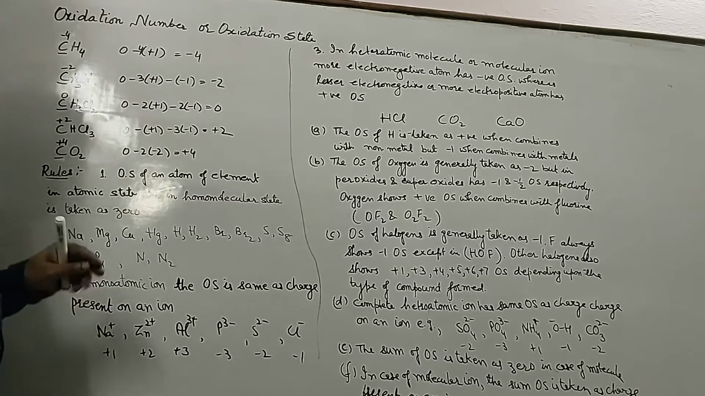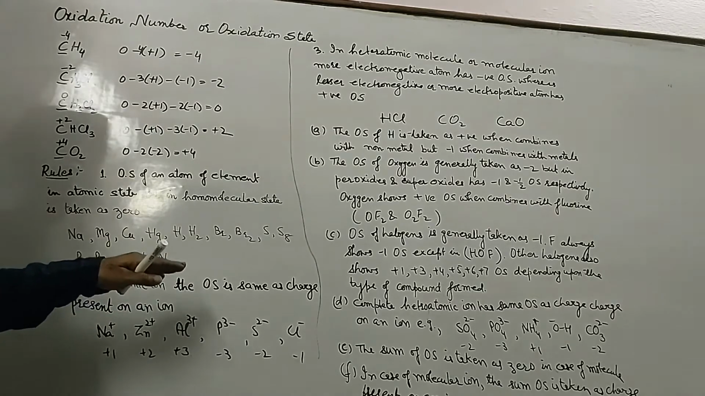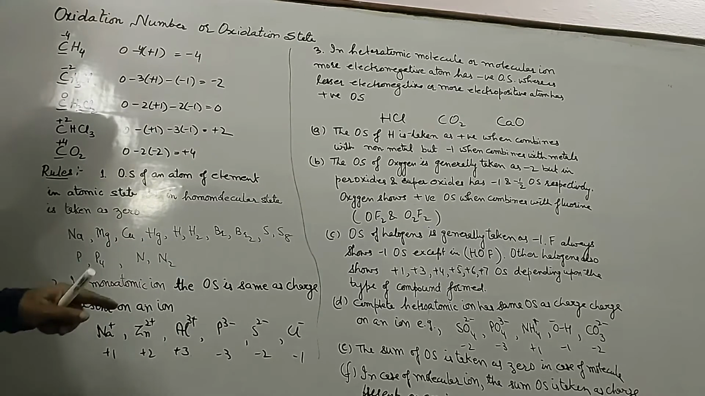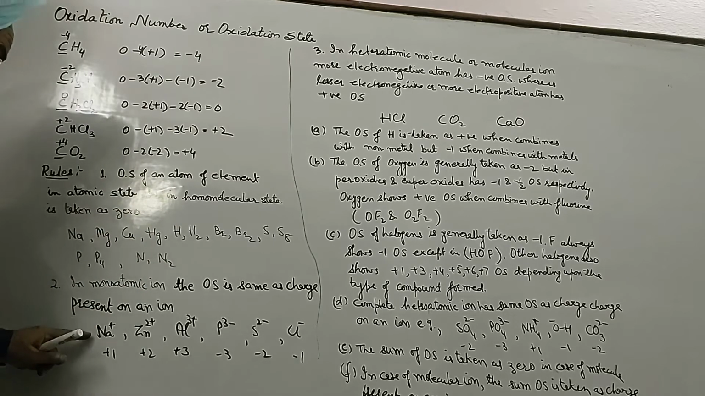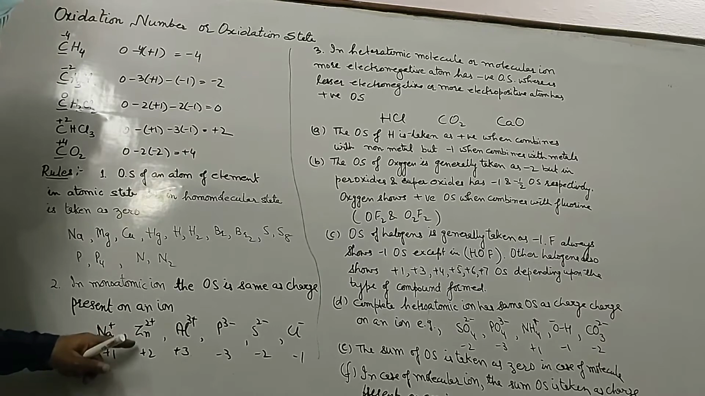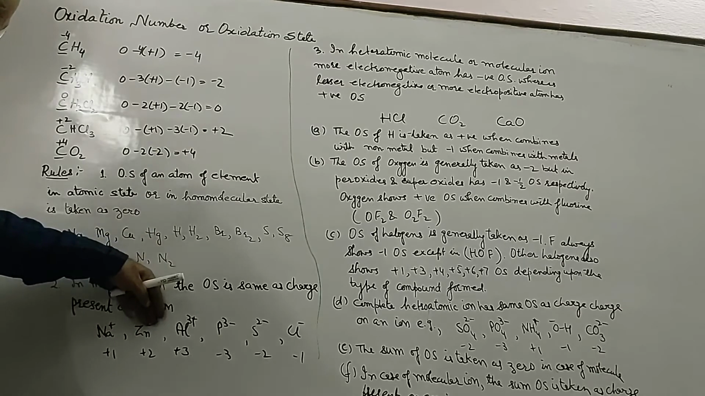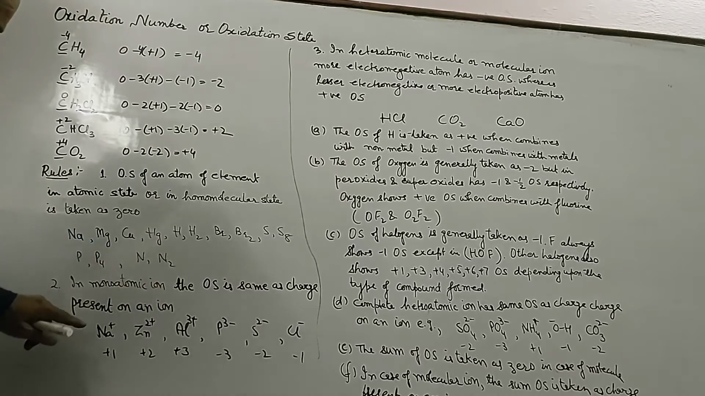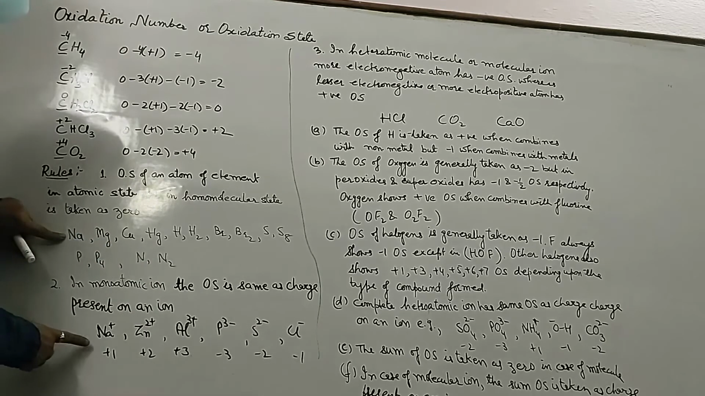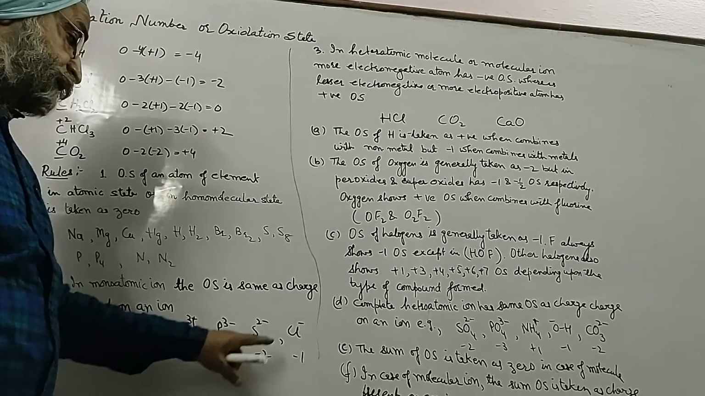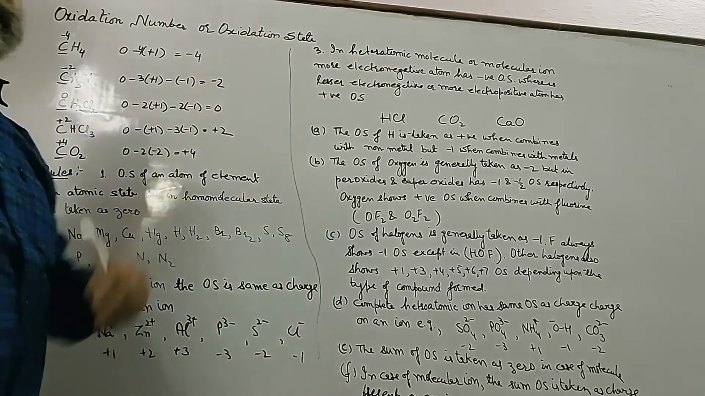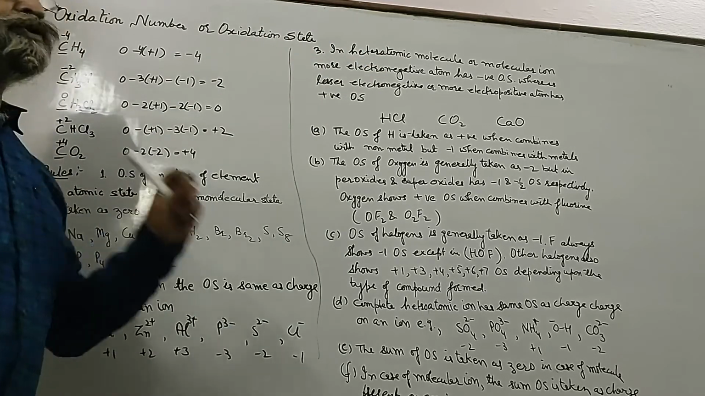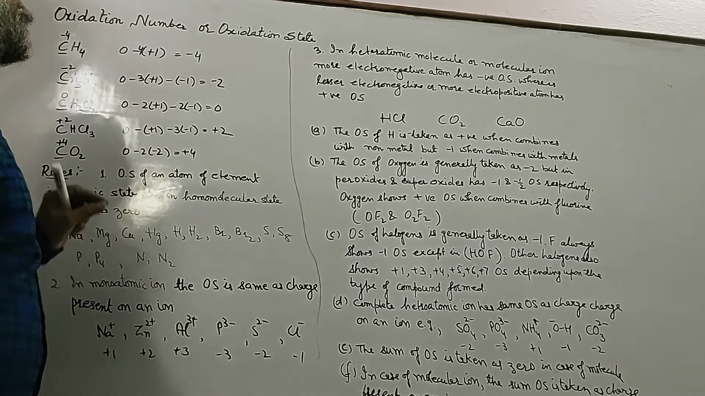Second, in a monatomic ion the oxidation state is the same as the charge present on the ion. Monatomic ion, Na positive, plus 1, Zn 2 positive, plus 2. But in the case of Zn atom, you will get 0 oxidation state. Similarly, in the case of Na, here is 0, but here is plus 1, because this is an ion. N3 negative, minus 3, S2 negative, minus 2, Cl negative. And there are so many monatomic ions. In that case, you will use the oxidation state as the charge present on the ion.